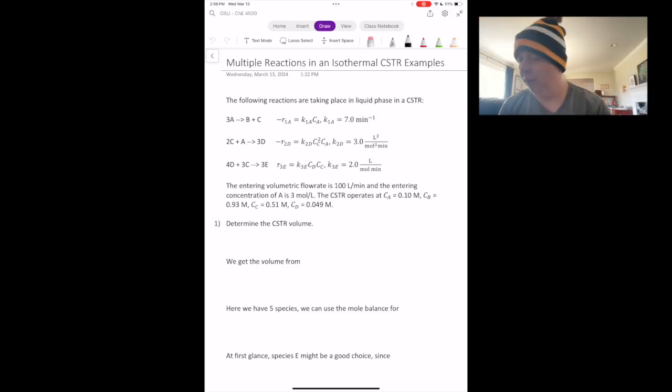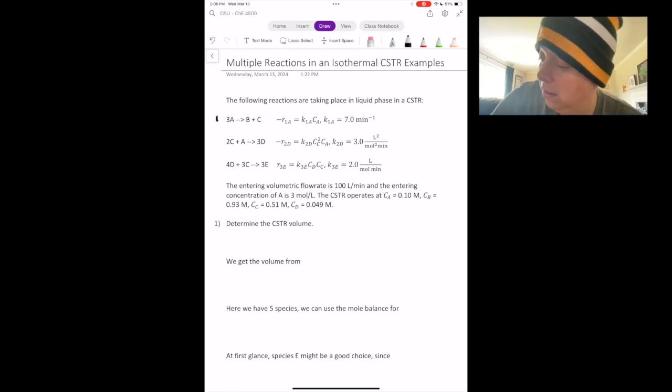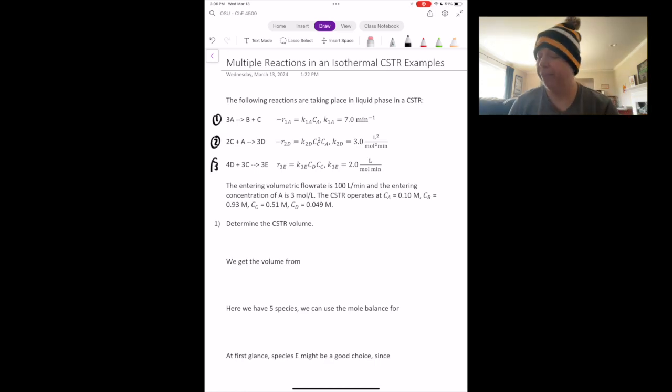In this example, we're actually going to do a couple of examples related to solving systems of multiple reactions in an isothermal CSTR. So the problem statement reads, the following reactions are taking place in the liquid phase in a CSTR. We're given three reactions, reactions 1, 2, 3, and we're given rates for each of those reactions.